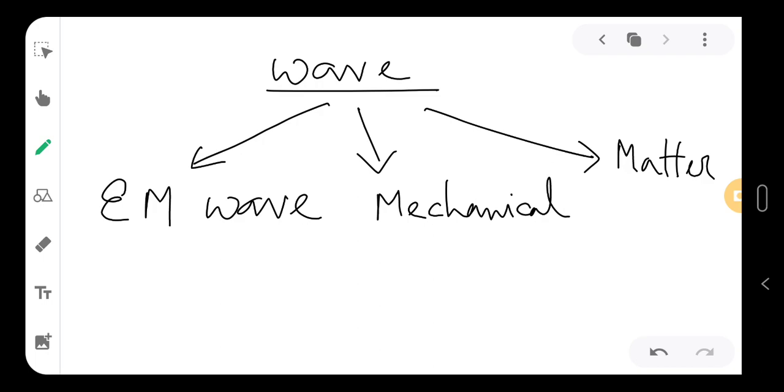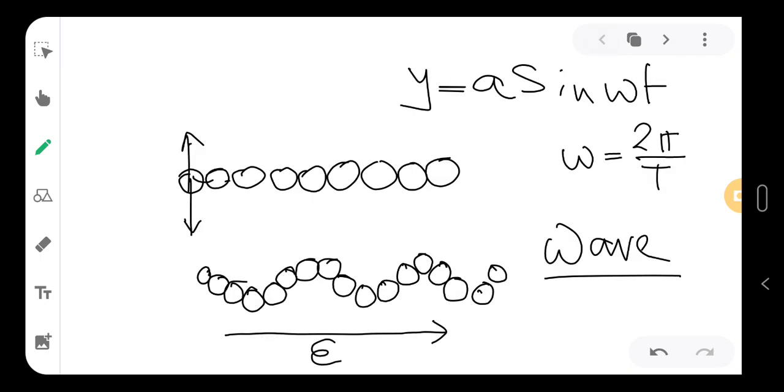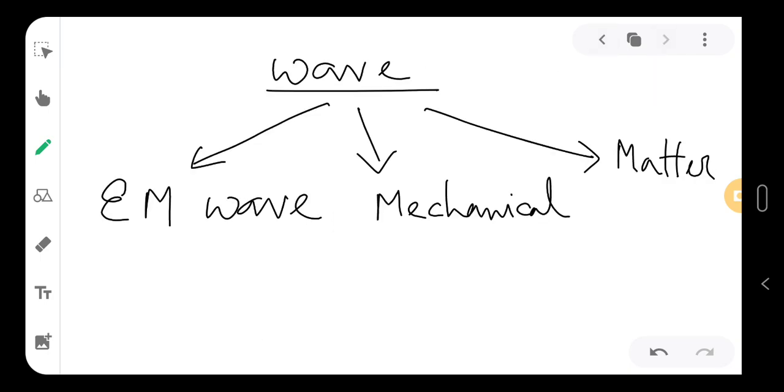What is a mechanical wave? A mechanical wave is that kind of wave which occurs in matter, in some kind of material or media, when we have particles which are interacting with each other, like the previous example which I have given you. As a result, these particles start oscillating and they transmit energy to their neighboring particles. As a result, the whole energy is transmitted in a certain way, and that is called a mechanical wave.